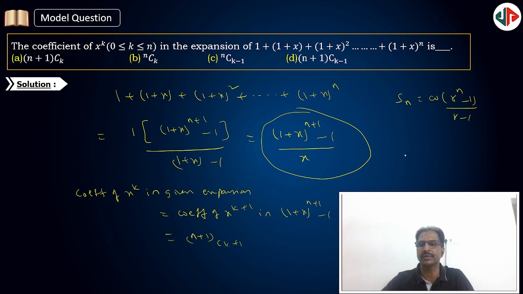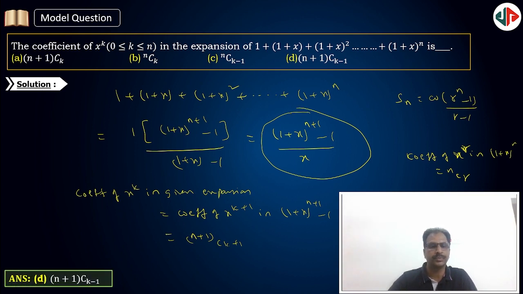Because I already told you, the coefficient of x^r in (1 + x)^n is nCr. So the answer is (n+1)C(k+1). Option D is given, but instead of k minus 1, you should take it as k plus 1. Okay.